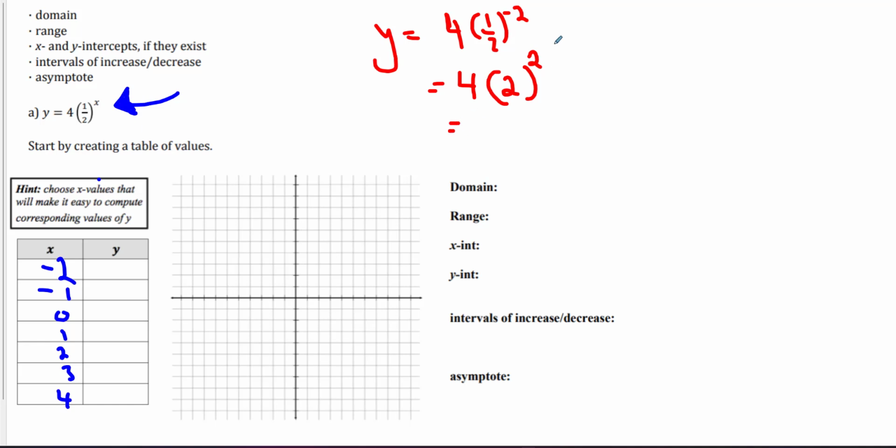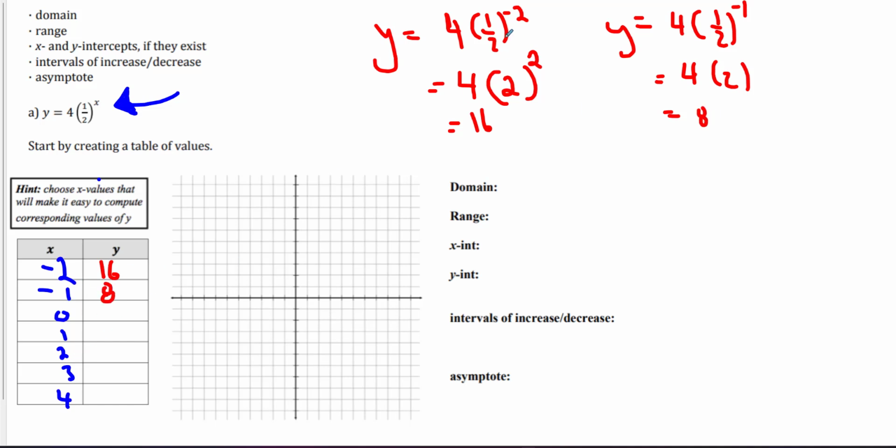It's 4 times 2 squared. 2 squared is 4. 4 times 4 is 16. So the value here is 16. And just like that, we will do the remaining values for the table. 4 times 2, 8.